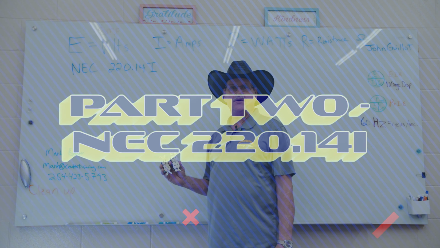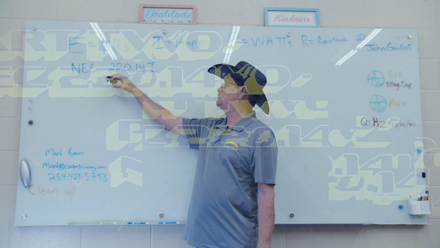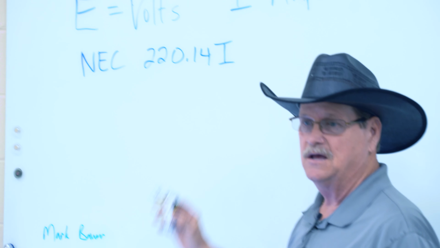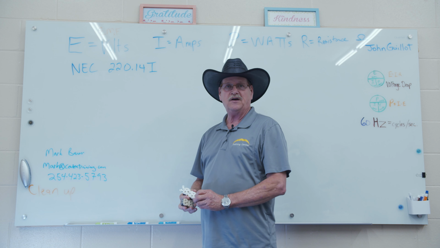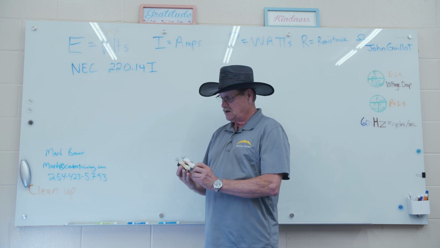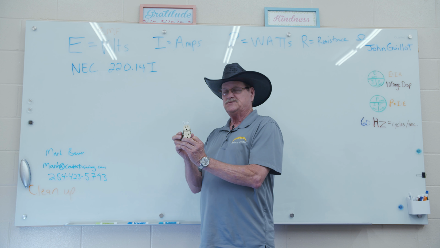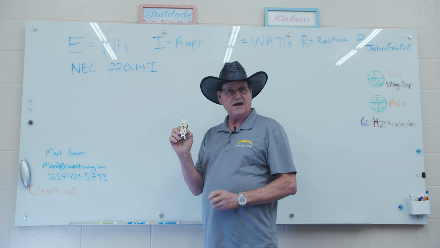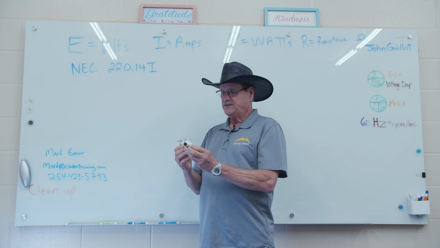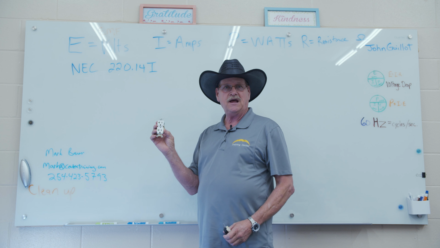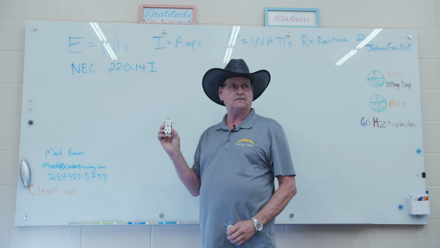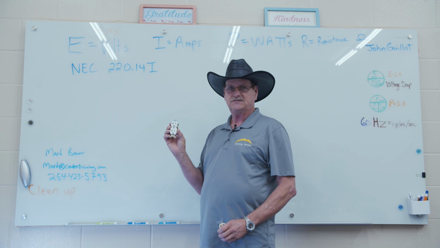Okay guys, today we're talking about NEC Code 220.14(I). This is the little bitty paragraph in your book that makes a world of difference. This is a 15 amp duplex receptacle. This baby you can put on a 15 amp circuit at 120. This one in my right hand now is a 20 amp duplex receptacle. It can be put on a 20 amp circuit.